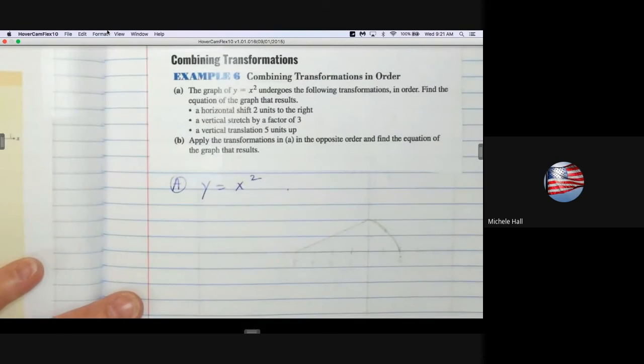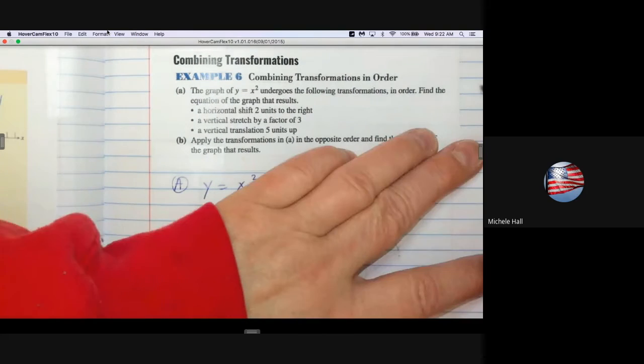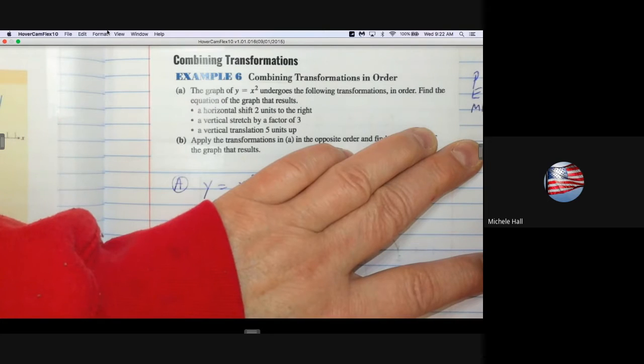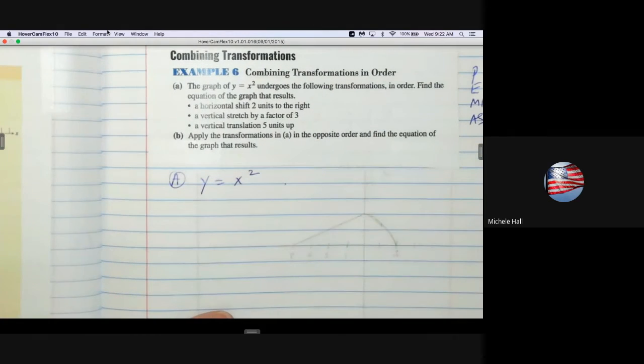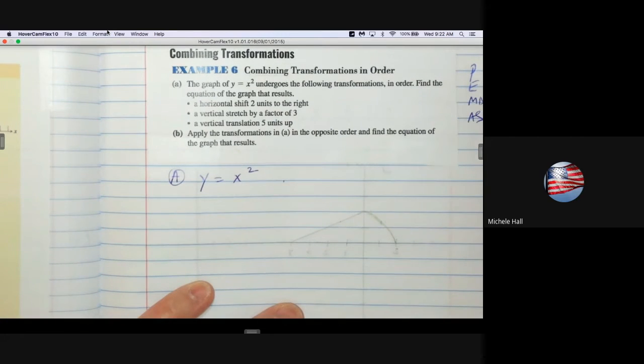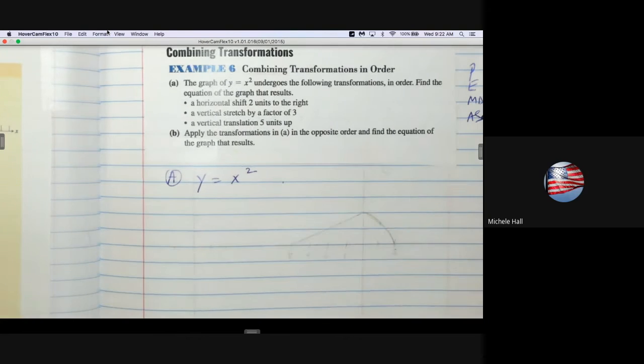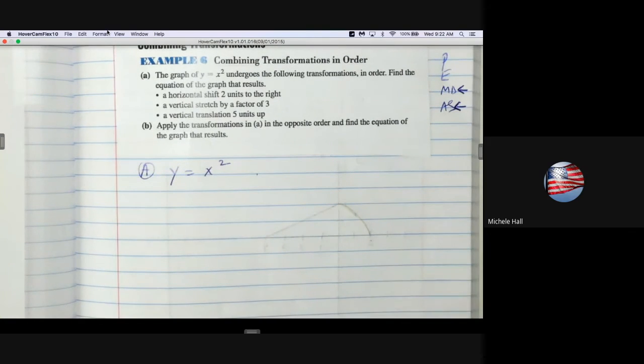Example 6, combining transformations in order. We're going to see here why order is important. When you're doing transformations, it's similar to thinking about PEMDAS. I say that it's similar because when you are required to do it by order, you do want to do any kind of multiplying and dividing first, and then you're shifting left and right and up and down, adding and subtracting. So it's important to make sure that you're doing reflections, stretches, shrinks before your horizontal and vertical shifts.